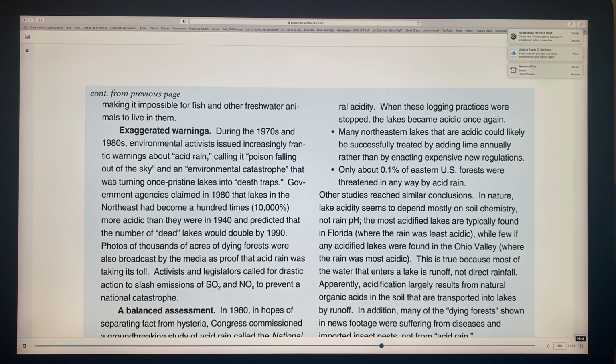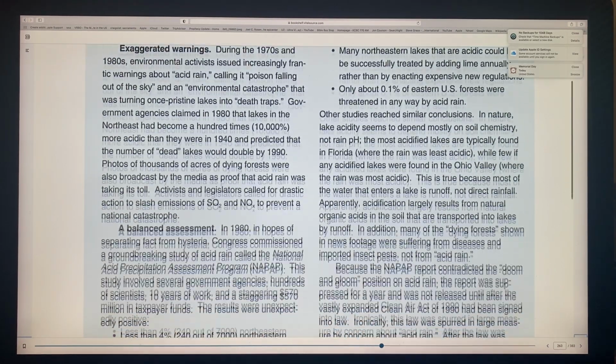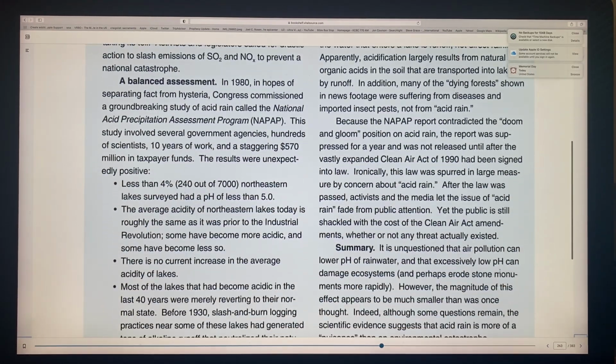So then legislators called for the reduction to slash the emissions of sulfuric acid and nitric acid to prevent, we got to prevent this national catastrophe. So they pulled back on industries. So, but was this really the case?